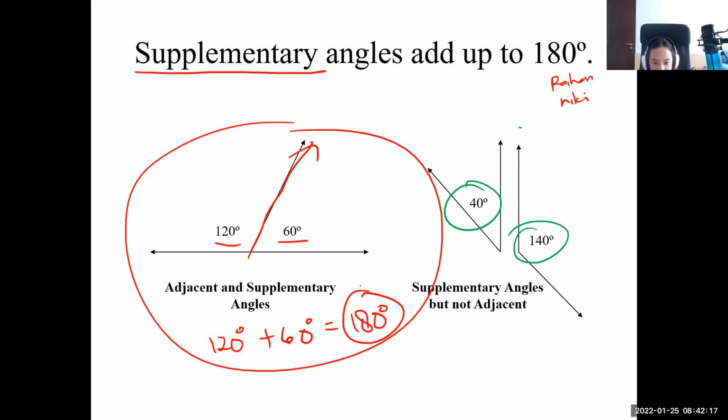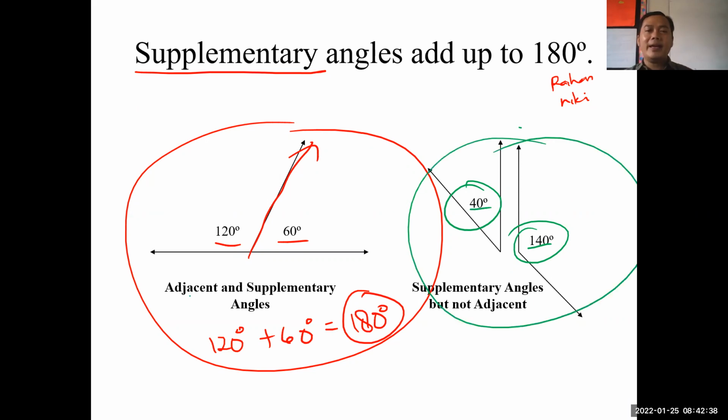Ya, Pak. Ya, kalau ditambah jadi berapa nih? 40 sama 140, Pak. Ya, berapa? 180. Oke, berarti supplementary enggak? Iya. Iya, betul. Supplementary ya. Pokoknya kalau dijumlah hasilnya 180 berarti supplementary aja. Nah, bedanya apa dengan the first example with the second example? Bedanya yang ini adjacent, yang ini enggak adjacent. Itu doang ya.